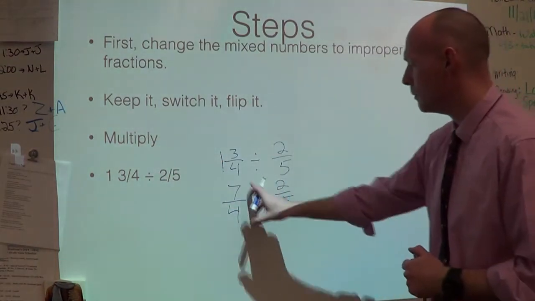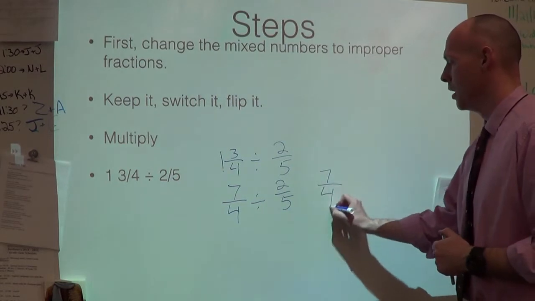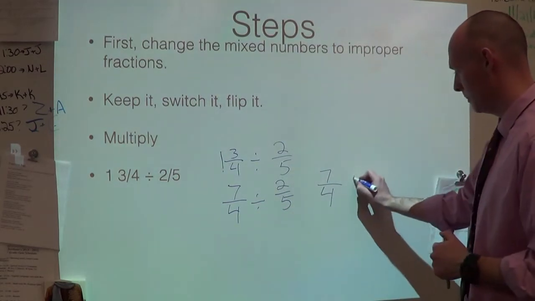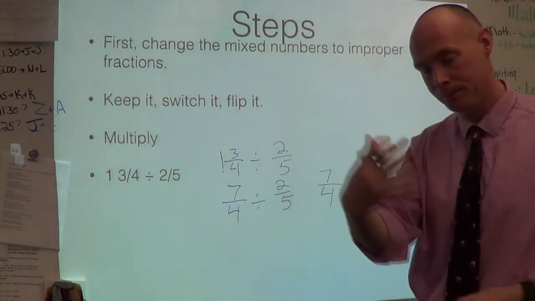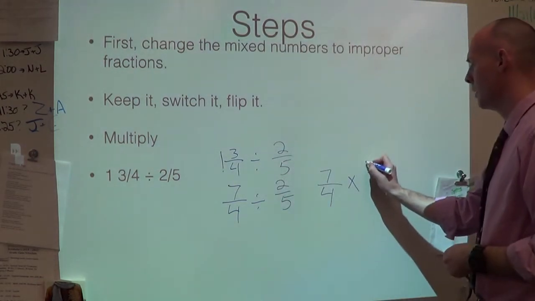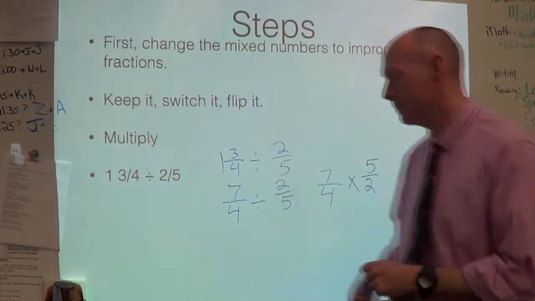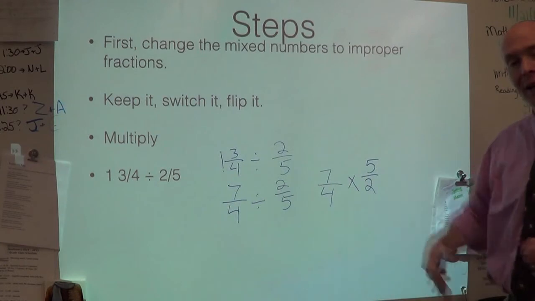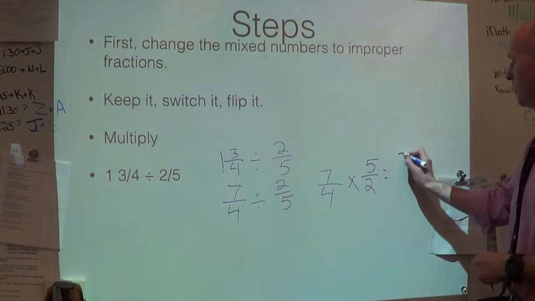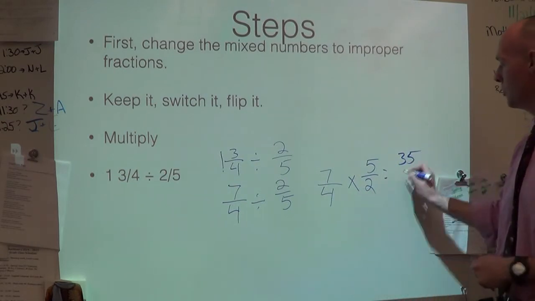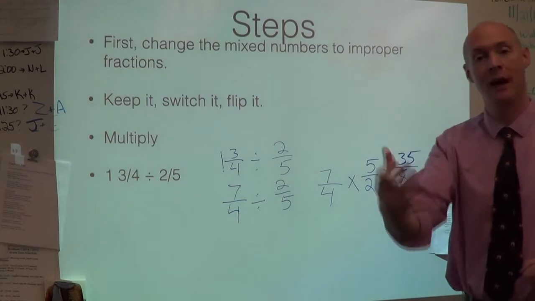So let's do it. We're going to keep 7/4. We're going to switch that to multiplication. We're going to flip it. Instead of 2/5, we're going to get the reciprocal, 5 over 2. Last step, multiply. So I'm looking, nothing I can simplify, so let's multiply. 7 times 5 is 35. 4 times 2 is 8. Okay, so now we have an improper fraction, which is 35 over 8.